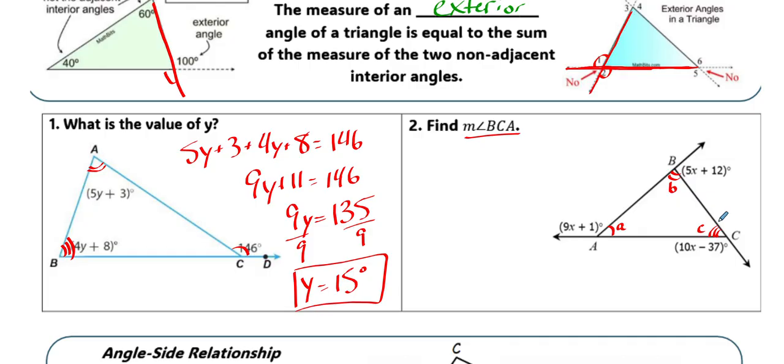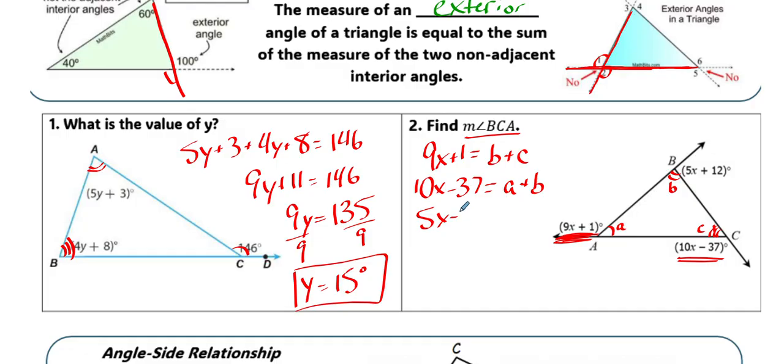First, I want to try to describe each of these angles in terms of variables. So 9x plus 1, that's the exterior angle here, which means that it's these two angles put together. 9x plus 1 equals B and C put together. These two angles put together, those are the non-adjacent interior angles. I'm going to do that same thing with each of them. 10x minus 37 equals the two angles that are not adjacent to it, so it equals A and B put together. And then 5x plus 12 equals its two non-adjacent angles added together, that's A and C.